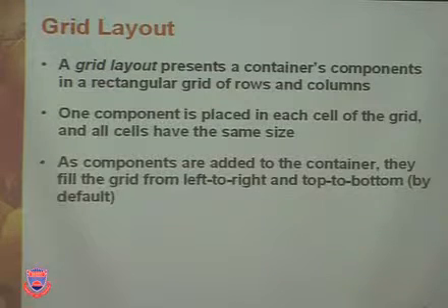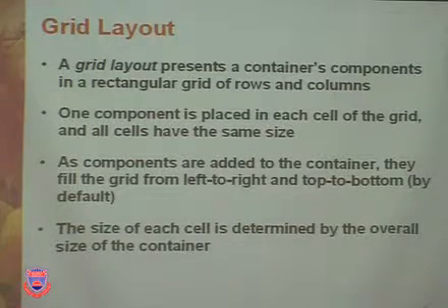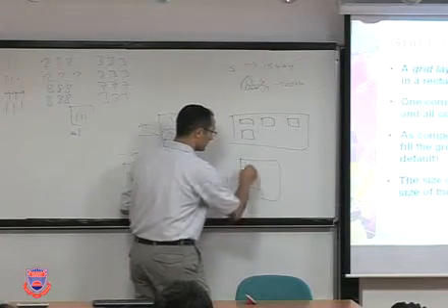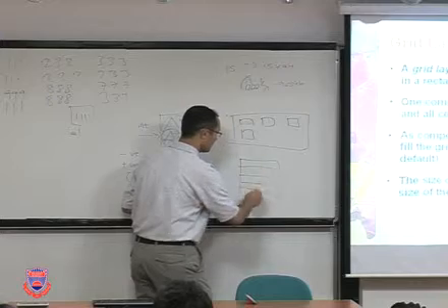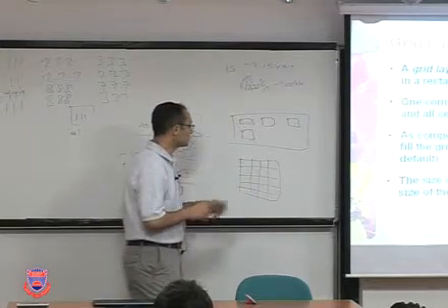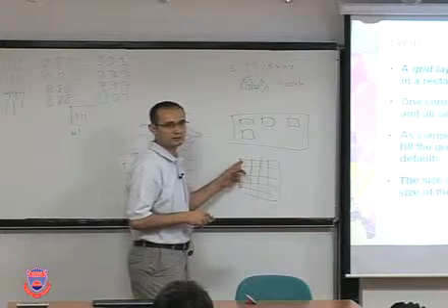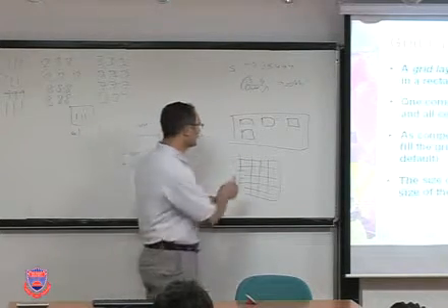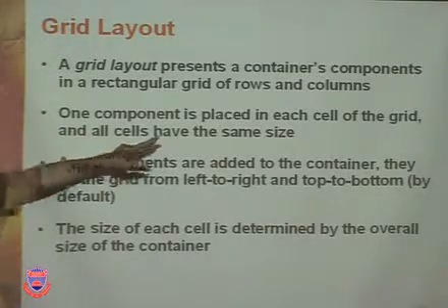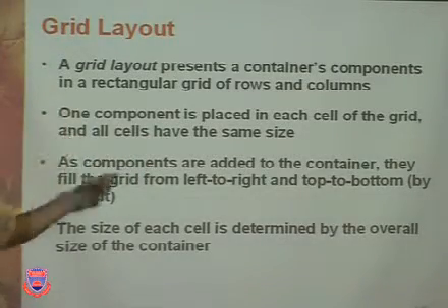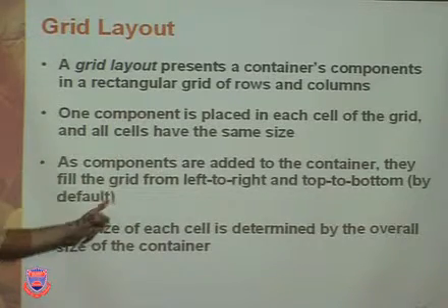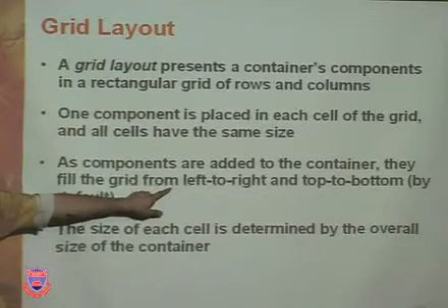So grid layout, it's a container, as you know, what's a grid? Grid is kind of something like this. So you have a grid that is composed of mesh locations where you can put any component into any location or any place in the grid layout. So one component is placed in each cell of the grid, again one component, and all cells have the same size. As components are added to the container, they fill the grid from left to right and top to bottom.